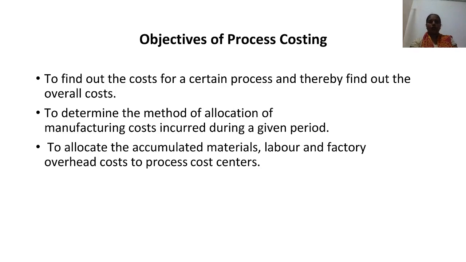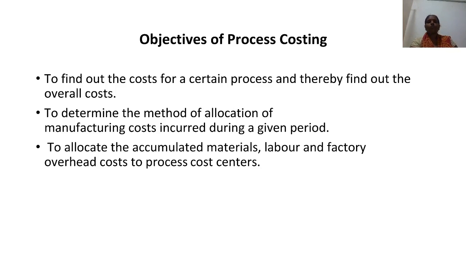Third one is to allocate accumulated materials, labor and overhead cost to process cost centers. For each and every process cost center, how much cost is allocated for materials, for labor cost, and for the factory overheads. Then only we can maximize our profit. In order to maximize the profit, we have to minimize our cost. So while minimizing our cost, we have to consider the material cost, we have to consider the labor cost, we have to find out the factory cost.